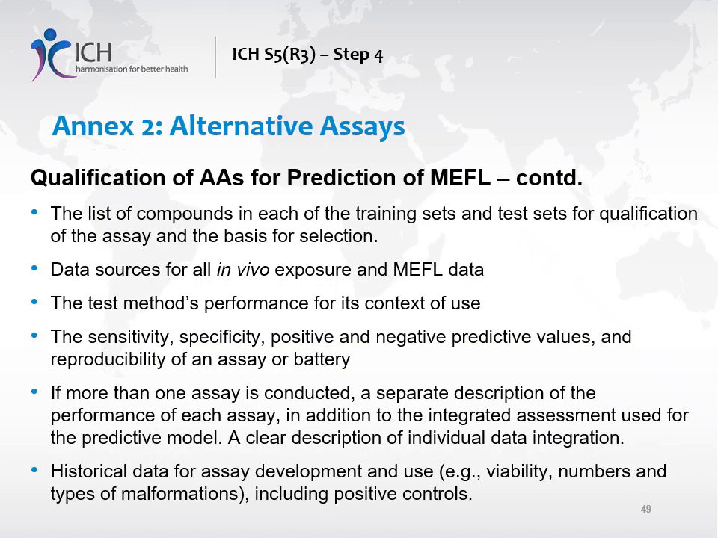The list of compounds in each of the training sets, data used to discover potentially predictive relationships, and test sets, data used to assess the strength and utility of a predictive relationship, for qualification of the assay and the basis for the selection of these compounds. Data sources, e.g. literature, study reports, regulatory reviews, for all in vivo exposure and malformation data used for compounds in the qualification dataset, if not obtained from the reference compound list.